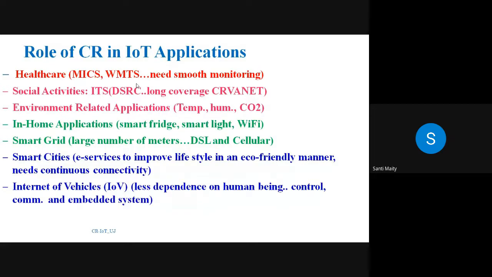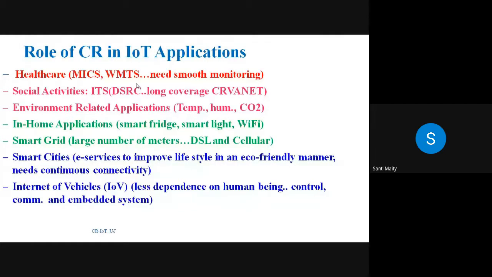Now, we can think of a wire-like structure, DSL, or cable structure, but it is again a costly affair. If we go for cellular mode of communications, that is also a costly affair. So whether we go for wireless cellular mode of application or wired means by DSL or cable, the installation of cable or wireless spectrum is very expensive. So we have to go for a cognitive radio-like concept.